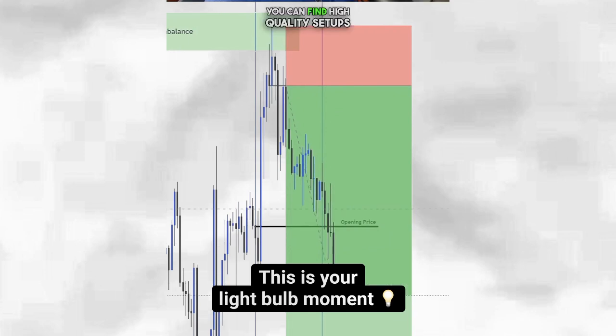You can find high quality setups exactly like this all the time as long as you are following the trend of the higher time frames. I challenge you to backtest this and see for yourself.